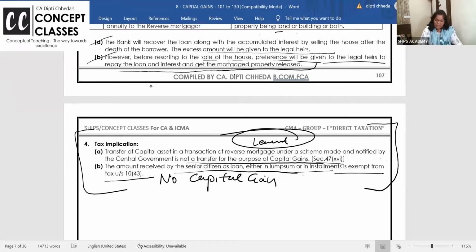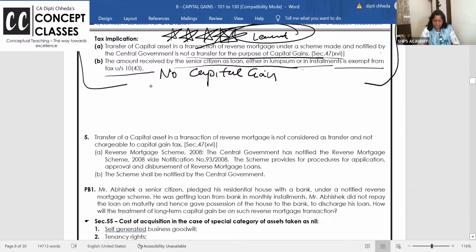I want everyone in the class ki 4th point ko Kit Kat, 5-star, Dairy Milk, Silk, sab khila do. And if this comes for 1 mark, 2 mark, bit questions, it should be like super scoring for all of you. And these are the points, even if you don't revise with GK now, you should remember, there's a reverse mortgage scheme. Transfer is exempt under section 47 and amount received is exempt under section 10(43). All clear? Transfer of capital asset is not considered as transfer, but it has to be as per the scheme.